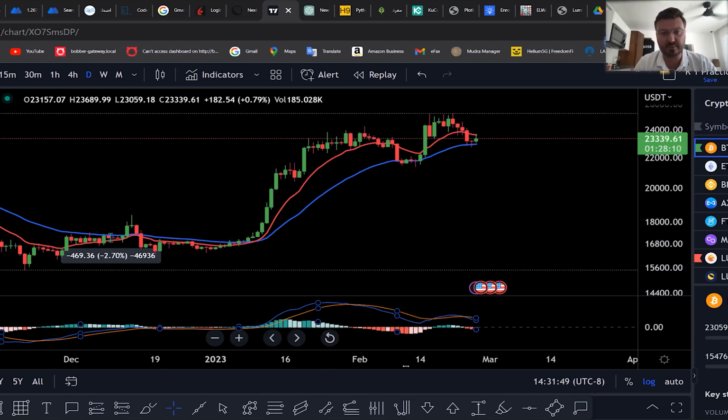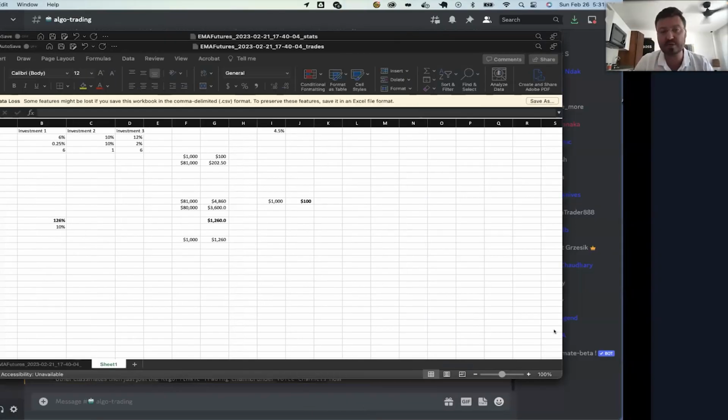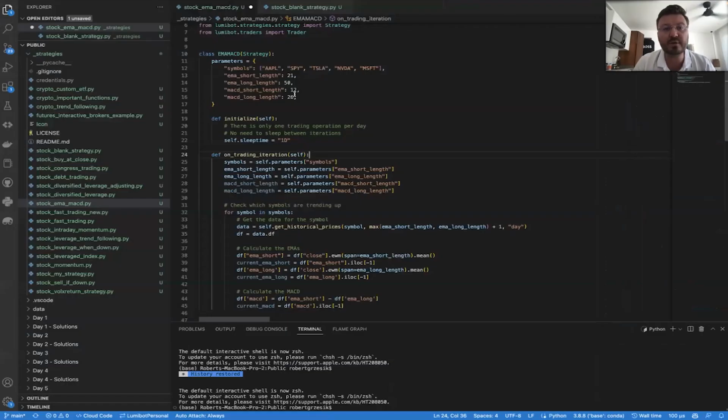All right, so let me share my screen again. And so basically what that means is we are just looking at 4 different EMAs, right? We'll call it EMA 1 short length, EMA 1 long length, EMA 2 short length, and EMA 2 long length. And they all have to confirm.